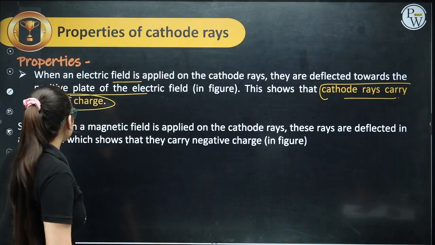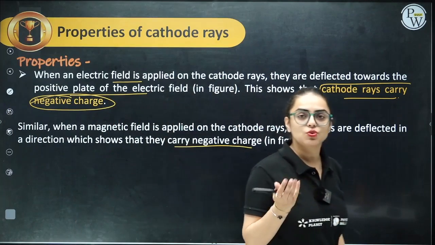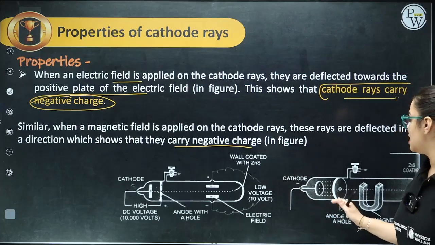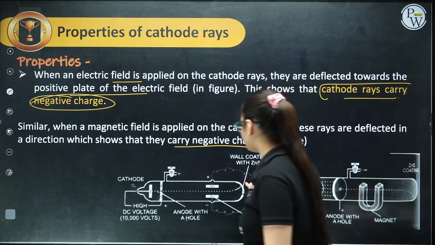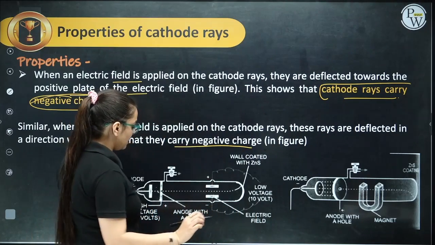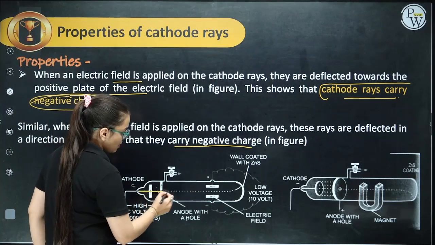They are deflected in a direction which shows that they carry a negative charge. They will move in that direction, which shows that they carry a negative charge. You can even see from the diagrams over here, one for the electric field, another for the magnetic field. See, this is the electric field that they have applied. This is the electric field. You can see these are the cathode rays.